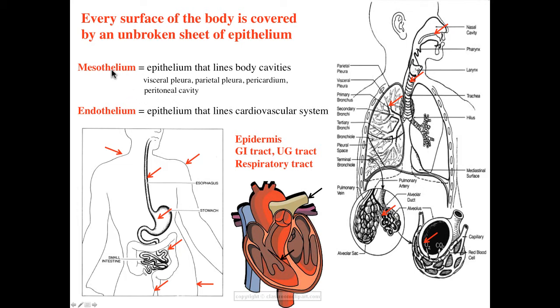We talk about mesothelium as an epithelium that lines body cavities. So, for example, the visceral pleura, the parietal pleura, the pericardium, the peritoneal cavity, that epithelium would be considered a mesothelium. When we talk about the epithelium lining the cardiovascular system, we talk about an endothelium. So we talk about the epithelium on the surface of the body as the epidermis.